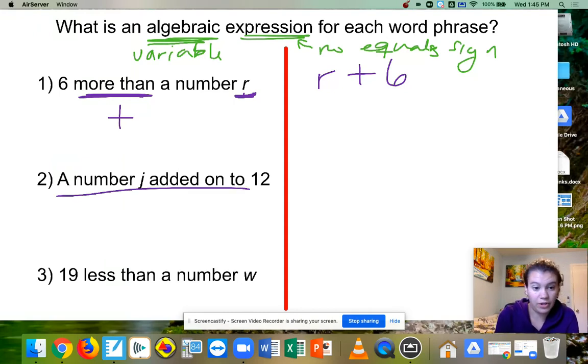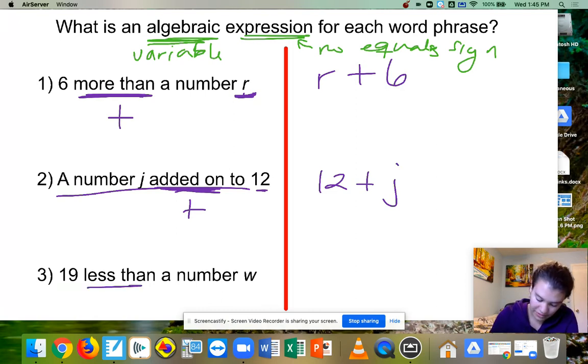So this one, we want a number j added on to 12. So it's added on. That makes it easy to say it's addition. And it's added on to 12. So 12 is going to come first, and then we're going to add on j. Next one, we have 19 less than a number w. If you look at your list of words, less than is for subtraction. And it's less than w, so it's w minus 19.